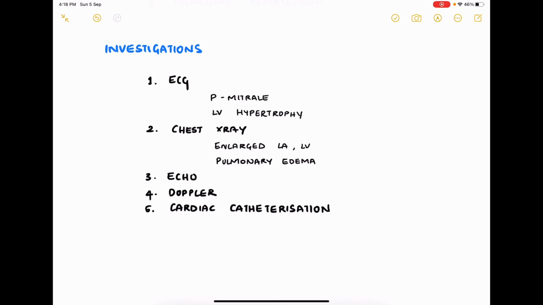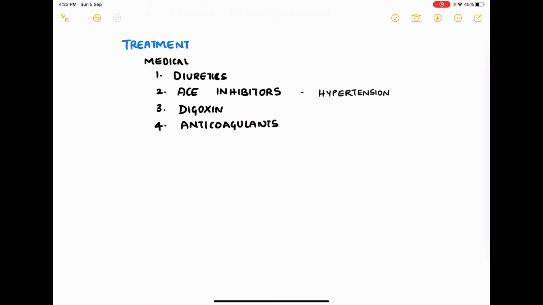Next investigation is echo, where you can pretty clearly understand if there are any structural abnormalities in the valve, and definitely you can also observe the enlargement of the left atria and the left ventricle in echo. Next is the Doppler, where you can understand the extent of regurgitation, that is, you can quantify the regurgitation. Cardiac catheterization will give you a very clear picture of what is happening, but it is an invasive investigation.